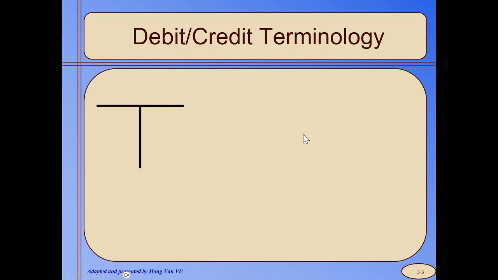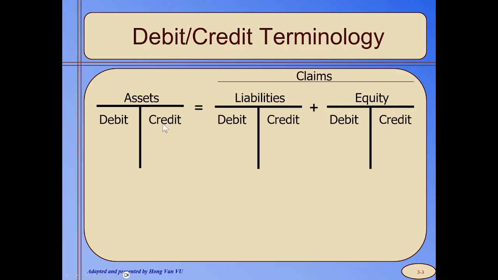Debit credit terminology: an account form known as a T account is a good starting point for learning double entry recording procedure. A T account looks like a letter T drawn on a piece of paper. The account title is written across the top of the horizontal bar of the T. So here we have T accounts for the assets account, liabilities, and equity account.